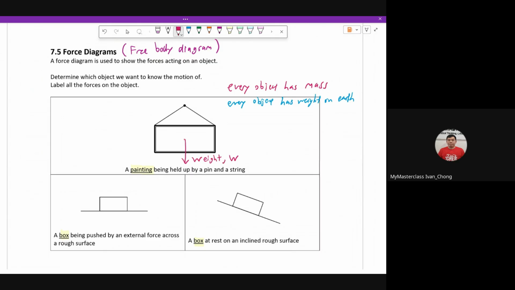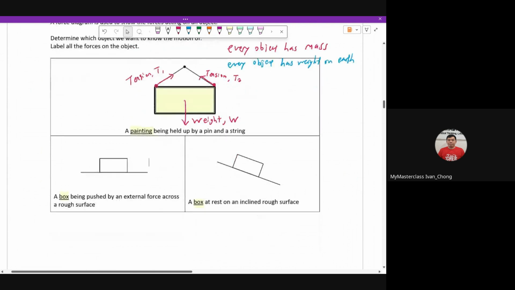So what happens is, if you notice that there is this string itself, each string will have a tension. So I will write this tension T and tension T. If you want to label, you can label them T1 and T2, that's fine. Basically, you will have two tensions because your object that you want to focus on is this entire painting. So we are not including the string, and we are not including the pin itself. Okay, this is the pulling force by the string, pulling force by the string, pulling force by the Earth. So to take note, you should have three forces for the first one.